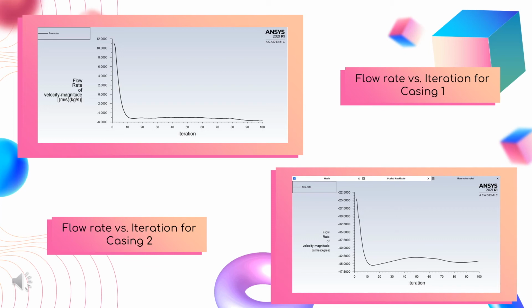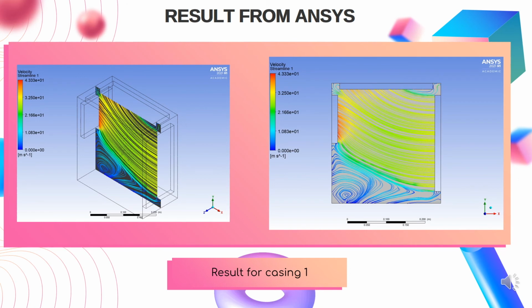Next, the result from ANSYS for casing 1. This is the two-outlet computer casing, and we can see the velocity at the back of the computer case increases. At the bottom of this case, turbulent airflow occurred.